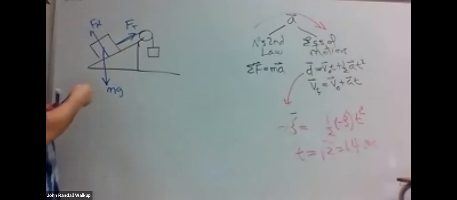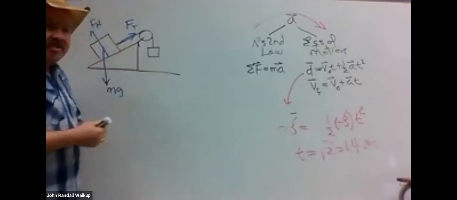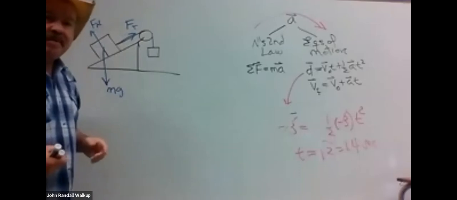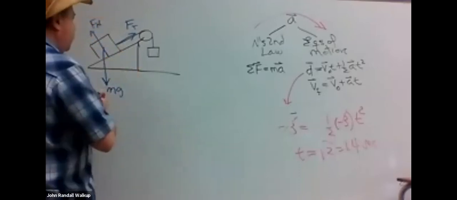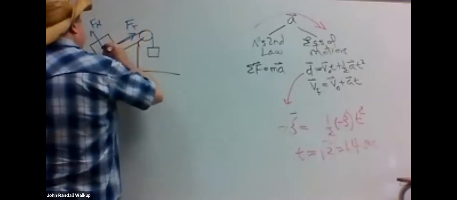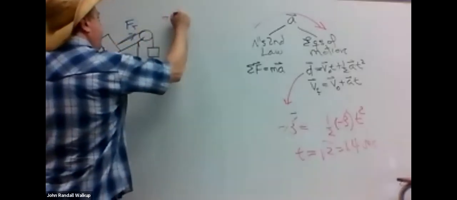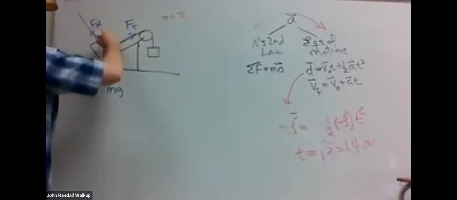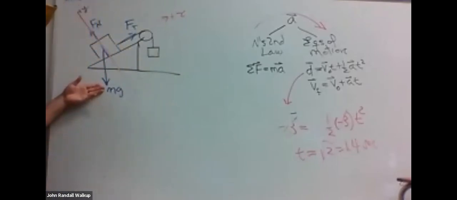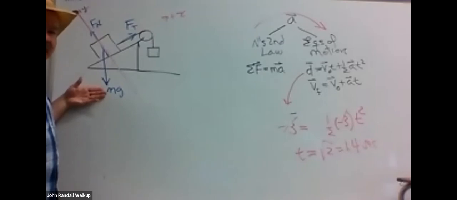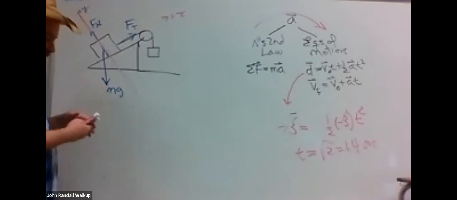What's different? Well, in this case, I told you this object is going to accelerate up the ramp. You want to slope your axis along the acceleration. And therefore, this is going to be positive x. This will be positive y. And you have a bad vector. The mg has to be broken into components.